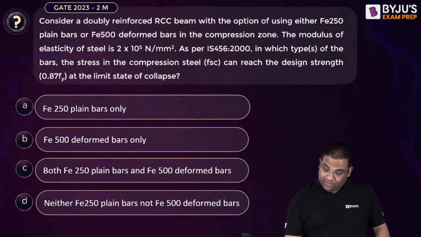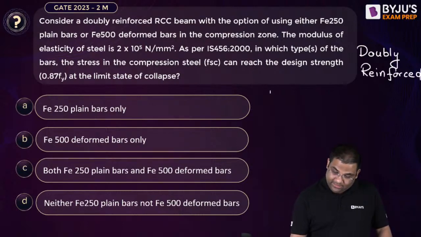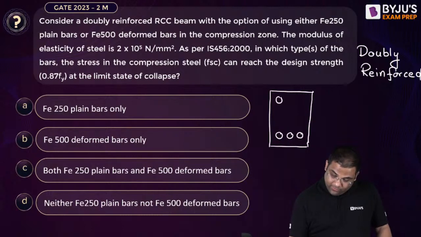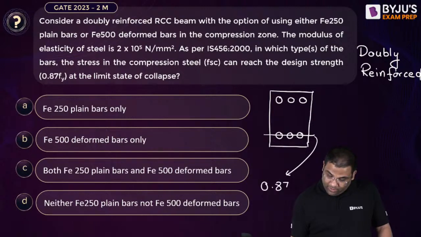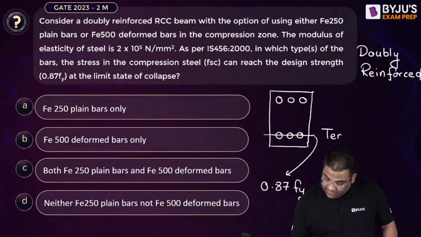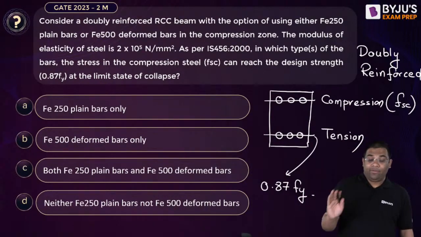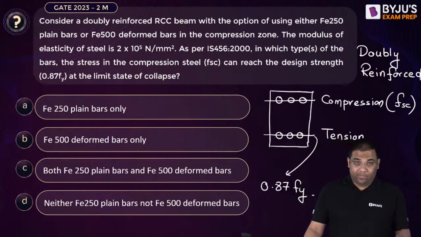Okay, in case of doubly reinforced beam, if you are seeing the stress in the compression steel, you see here we have compression steel, we have tensile steel. So this is 0.87 Fy always. At failure, this is the stress in the tensile steel. Tensile steel is always 0.87 Fy. But in the compression steel, the stress is Fsc, right? And it can be 0.87 Fy, it cannot be 0.87 Fy.